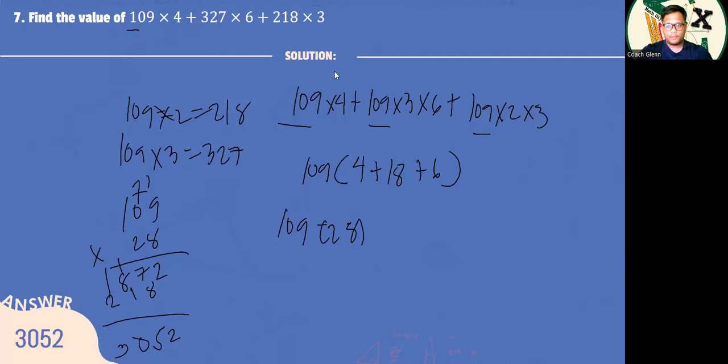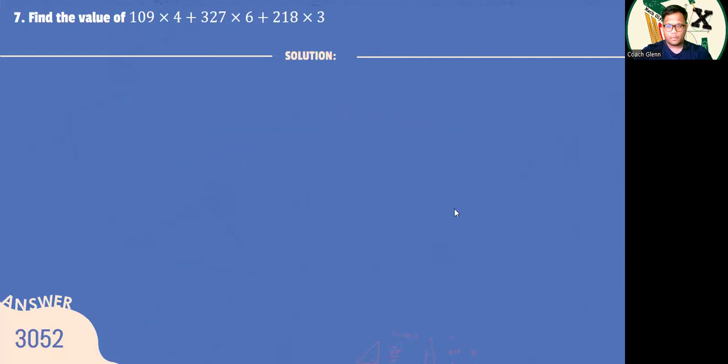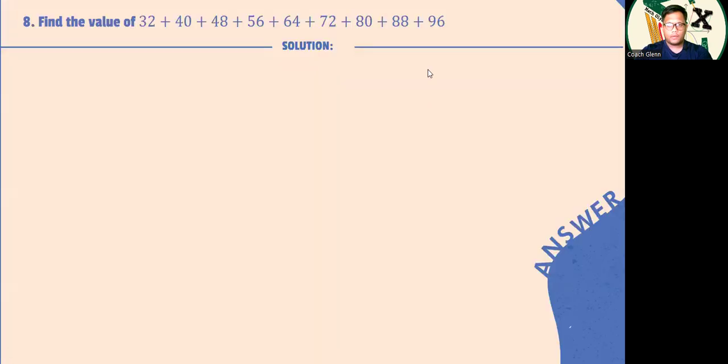Okay, let's have the next problem. Find the value of 32 plus 40 plus 48 plus 56 plus 64 plus 72 plus 80 plus 88 plus 96. As we can observe, this is an arithmetic series because each term is obtained by adding 8.